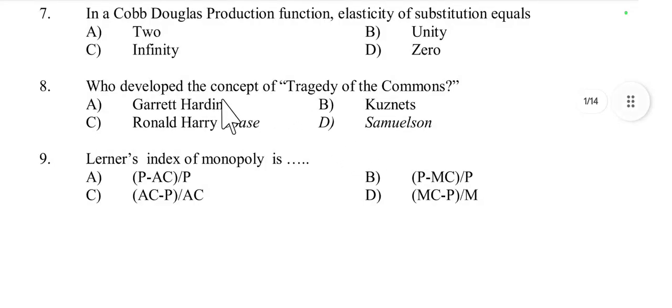Then question number 8, who developed the concept of the tragedy of the commons? The tragedy of the commons was given by Hardin. Option number A is right here, in 1968. This concept illustrates how individuals acting in their own self-interest can deplete shared resources, leading to negative consequences for the whole community, like in public goods.